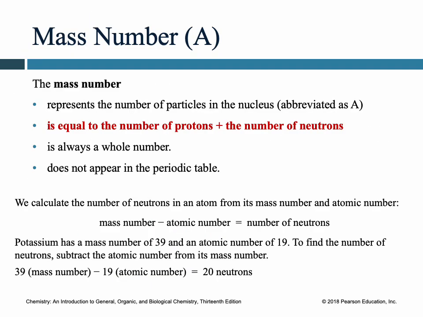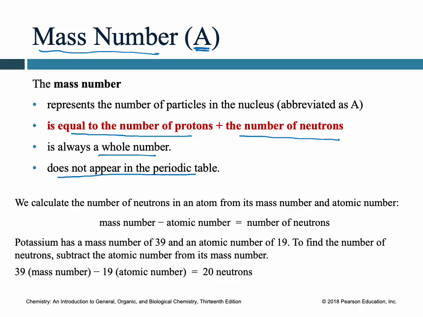The next number that is commonly used is called the mass number. It is abbreviated as A. Okay, what is mass number? The definition of mass number is that it is equal to the number of protons plus the number of neutrons. It tells you how many particles are present inside the nucleus. Again, this is also a whole number, and the important thing is this is not written on the periodic table. You will never find the mass number written on the periodic table. If needed, it will always be provided in a question.